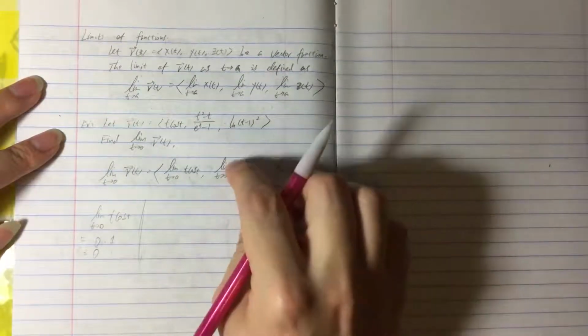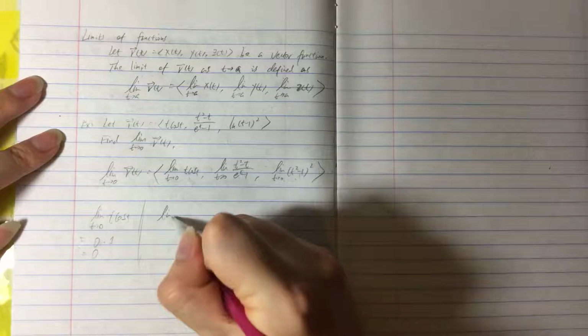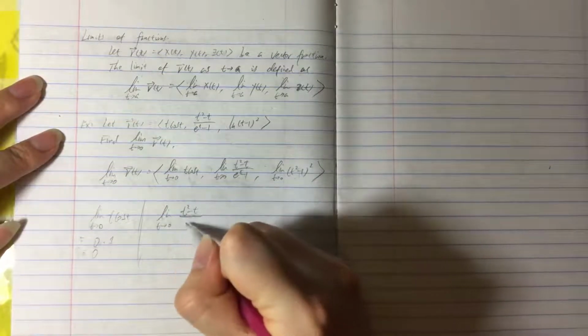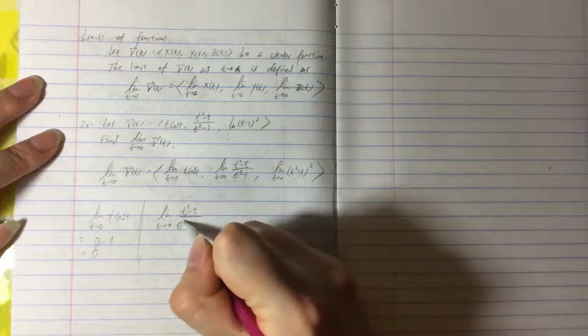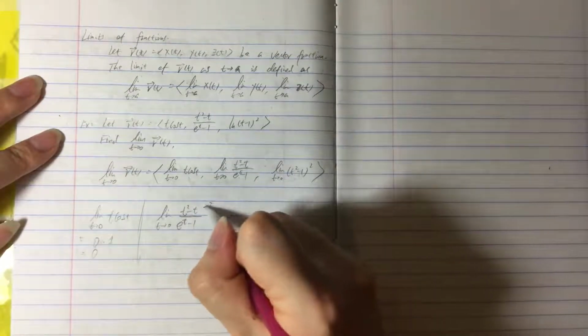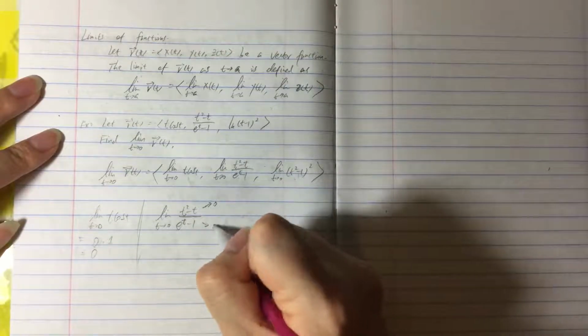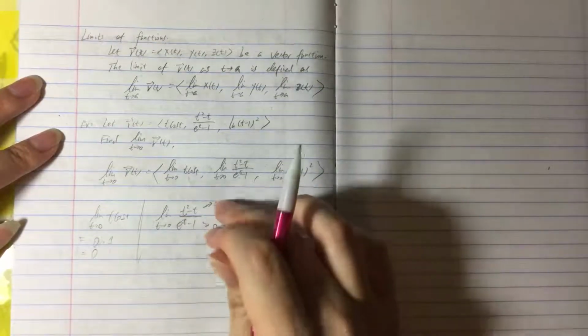Next, take the limit for the second component. Limit as t approaches 0 of (t squared minus t) over (e to the power t minus 1). If I take the limit, I plug in 0 for t. The numerator is 0. In the denominator, e to the power 0 is 1, and 1 minus 1 is also 0. When we have 0 over 0, we can apply L'Hopital's rule.